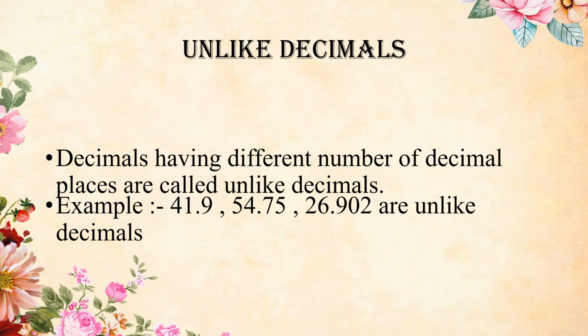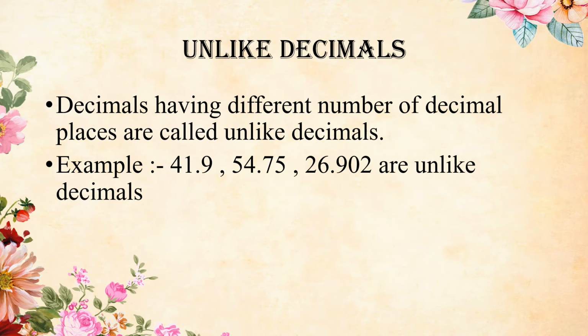Unlike decimals. The decimals having a different number of decimal places are called unlike decimals. Like in 41.9, only one term is there after the decimal. In 54.75, two terms are there after the decimal. And next, after the dot, 3 terms are there. That means these are all unlike decimals.